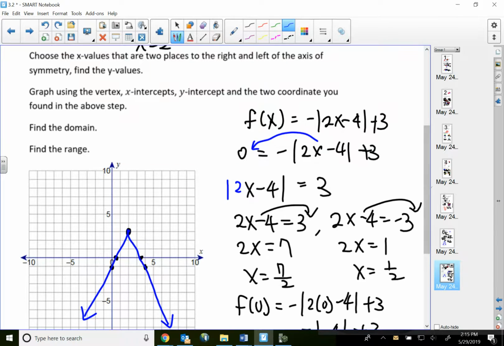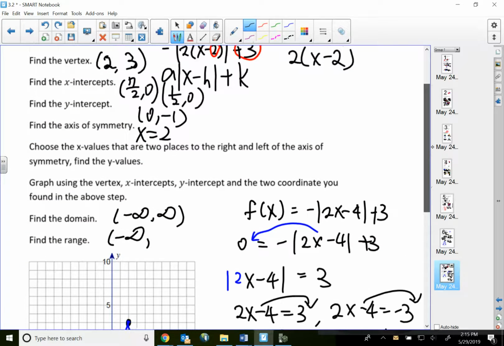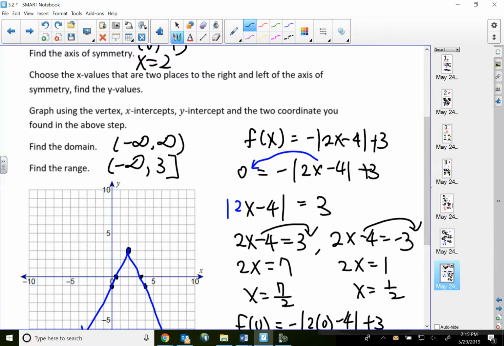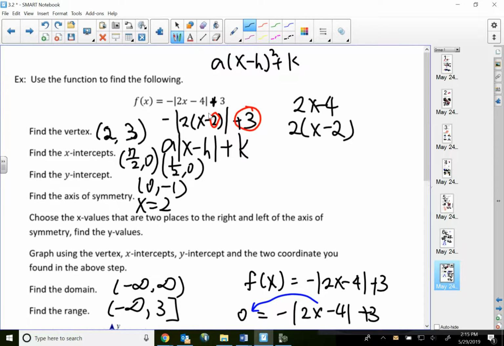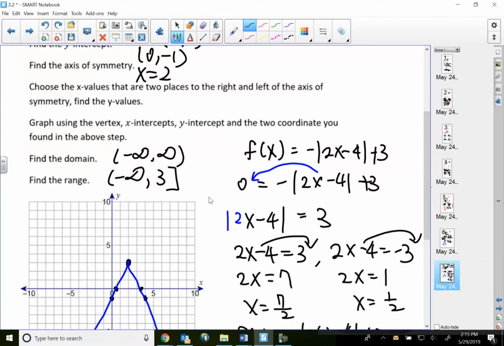The domain of an absolute value function is always the same, from negative infinity to infinity. For the range, it must be coming up from negative infinity and reaching the y value of the vertex, which is the highest point, 3. As you can see, there's a lot of similarity between quadratic and absolute value functions. That's why I want to show you how to graph an absolute value function using the similar characteristics of a quadratic function.